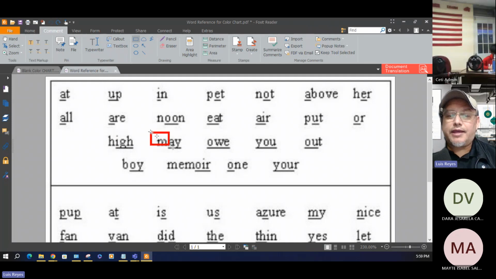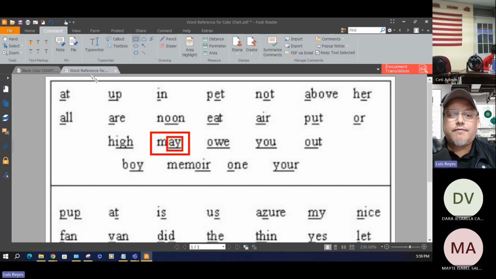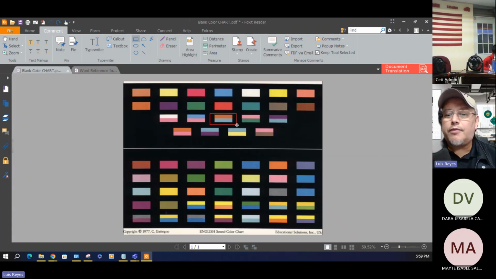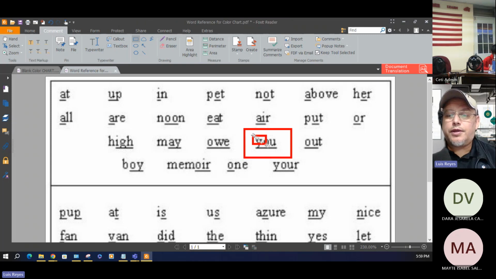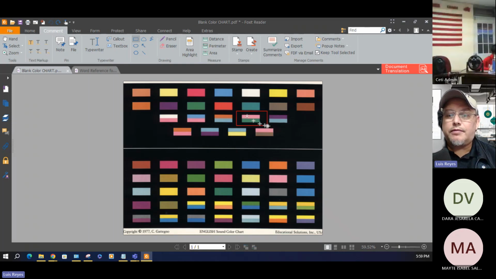Then we have may, with the sound a. That is the same sound we have in kind of bluish teal and pink. Then we have the word o with the sound o, and that is the same we have here in brown and gray. Then we have you, the word you with the sound you, and that is the sound we have here in pink and green.